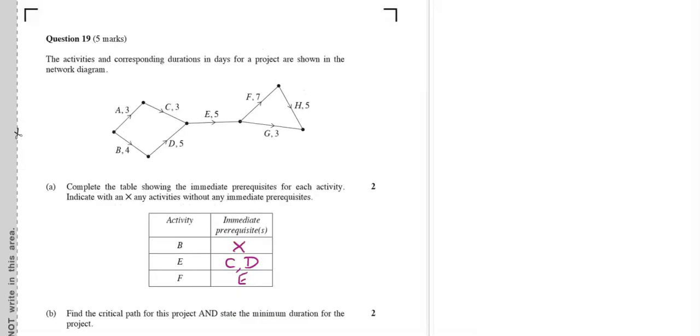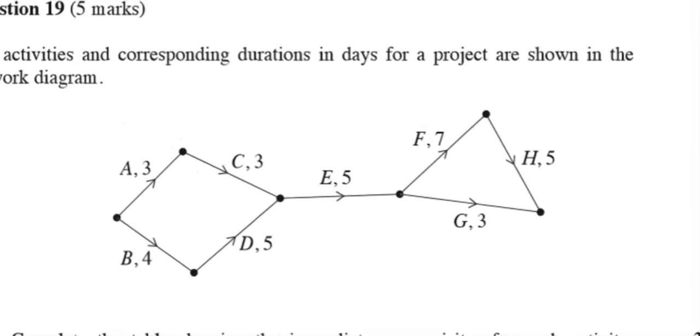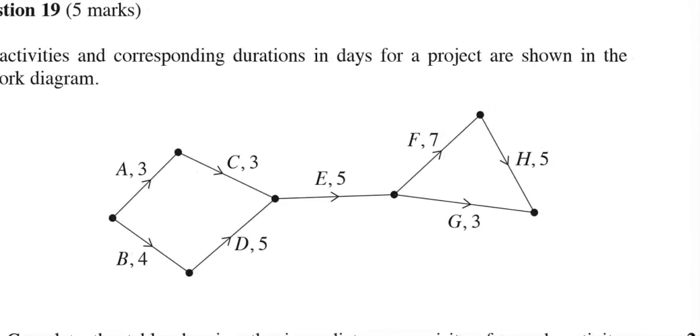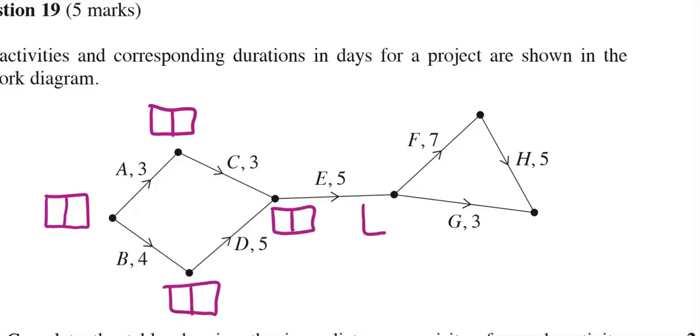Part B says find the critical path for this project and state the minimum duration for this project. All right, so I'm going to zoom in on my network here. I need to find the earliest start time for each activity as well as the latest start time. So I'm going to put in boxes at each of the vertices. I'm going to use the box on the left for earliest start time, the box on the right for latest start time.